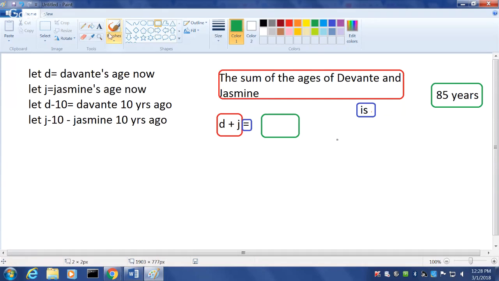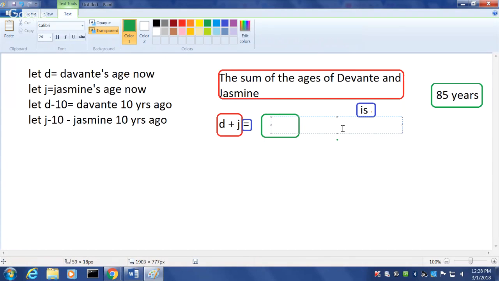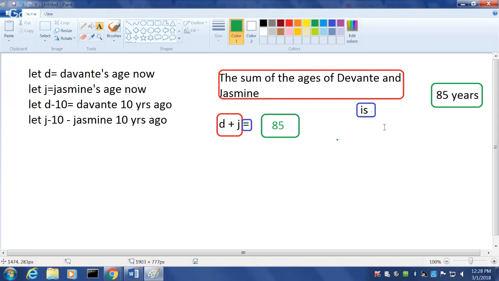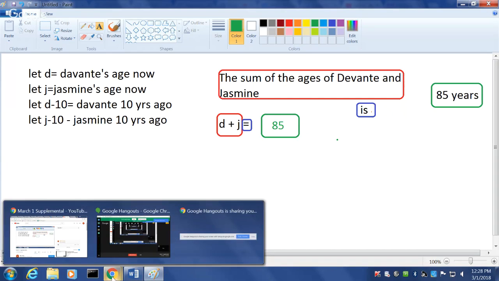85 is what belongs there. Good. So 85 is what belongs there, and there's our first equation. Okay. B plus J equals 85. Now we got a second expression to take care of.